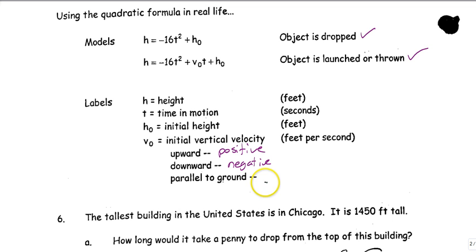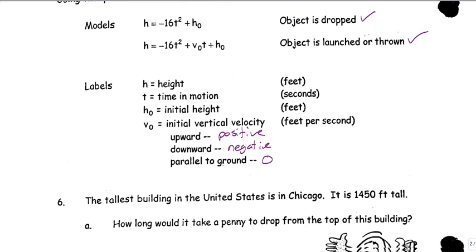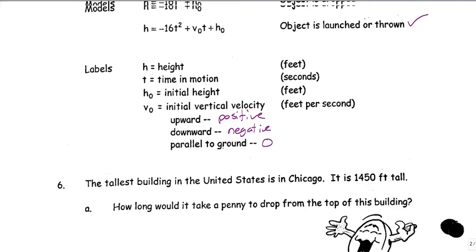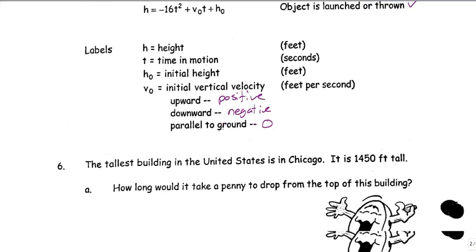If you throw it straight parallel to the ground somehow, then your vertical velocity would be 0. You don't actually have a vertical velocity, and gravity is the only thing pulling it down. We're talking about vertical velocity here.